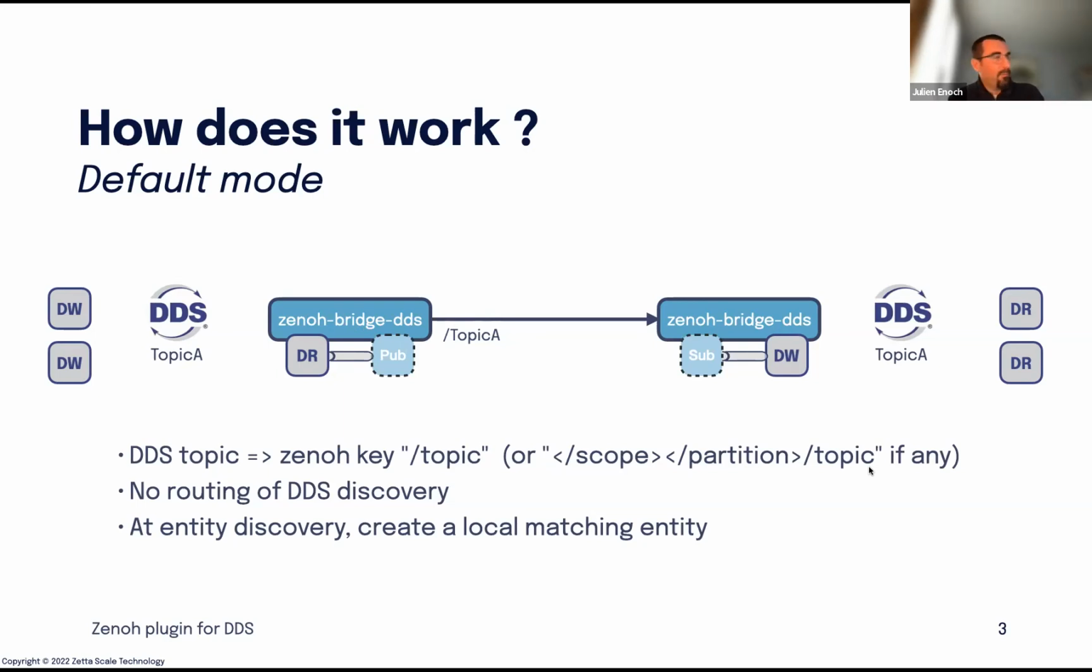A key point of this default mode is that there is no routing of DDS discovery. You know that the DDS discovery protocol can consume a lot of bandwidth because it's intensive in message exchanges. With this mode of communication, there is no DDS discovery flowing between the bridges. Only Zenoh discovery is flowing, and actually it's just a declaration of the subscriber on /topic A.